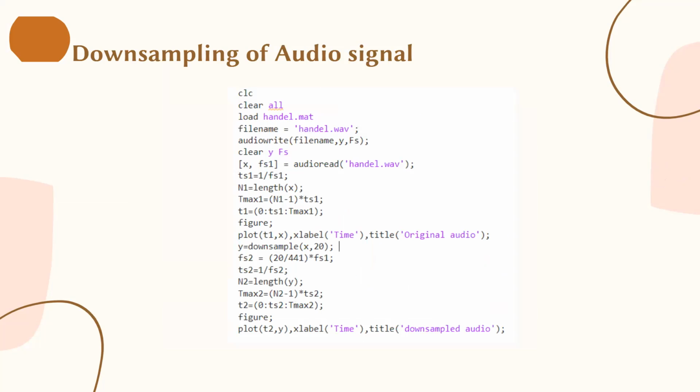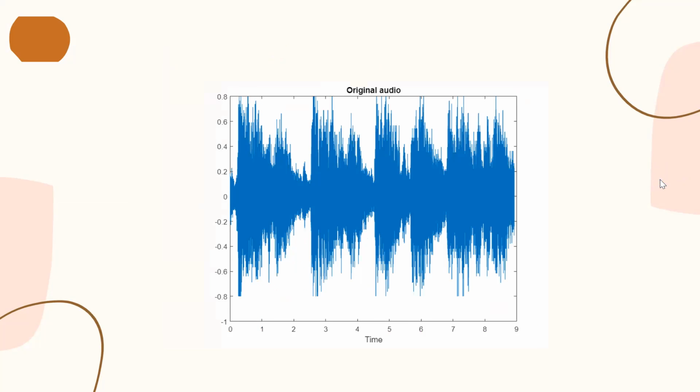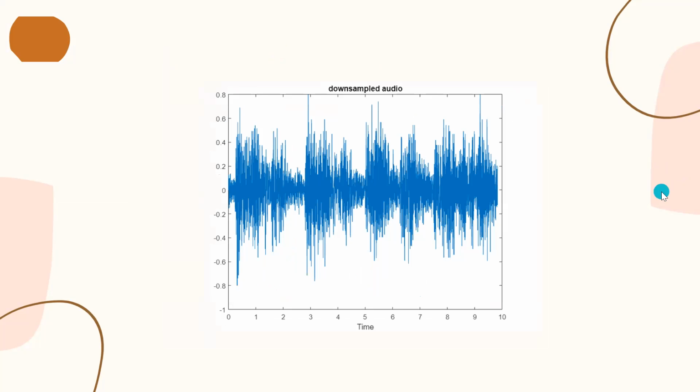Similarly, this is for the downsampling of the audio signals. We have taken the previous original audio as input. Next slide. This is the original audio, and now we can see it is downsampled. Here we can see the downsampled audio. Next slide.